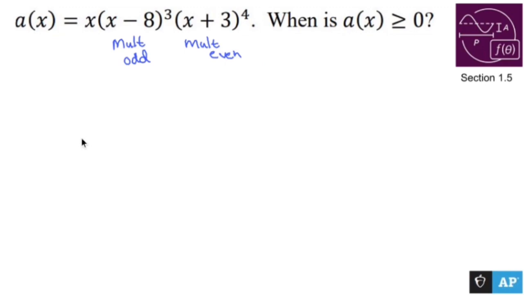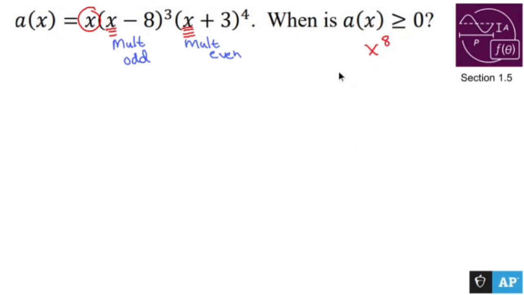Now, my degree is found by doing x times x times x times x times x times x times x times x. Why all these x's? Well, if I were to rip all of these apart and write all this out, x times x minus 8 times x minus 8 times x minus 8 times x plus 3 four times, I would end up foiling out and getting 1, 2, 3, 4, 5, 6, 7, 8 x's. And it's a positive 8 x's, because you're positive, you're positive, you're positive. And so the degree of this guy is going to be x to the 8th.